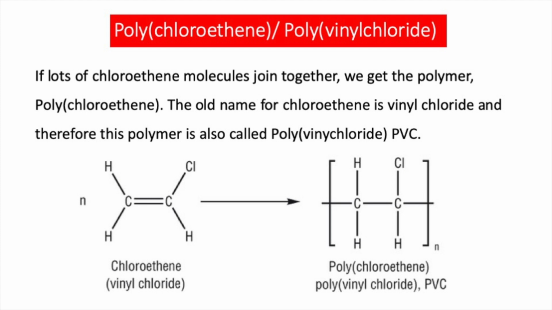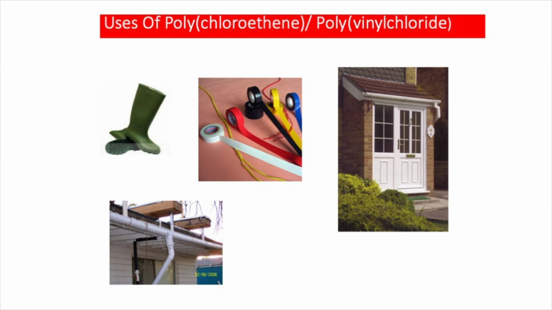However, this polymer has another name. The old name for chloroethene is vinyl chloride, and the polymer is often called polyvinyl chloride, PVC. Now, polyvinyl chloride, polychloroethene, is formed by joining lots and lots of chloroethene molecules together. And this polymer has lots of uses. For example, it's used for insulating tape, it's used to make Wellington boots, it's used to make window frames, it's used to make pipes, it's used to make guttering, and it's used to make clothing.